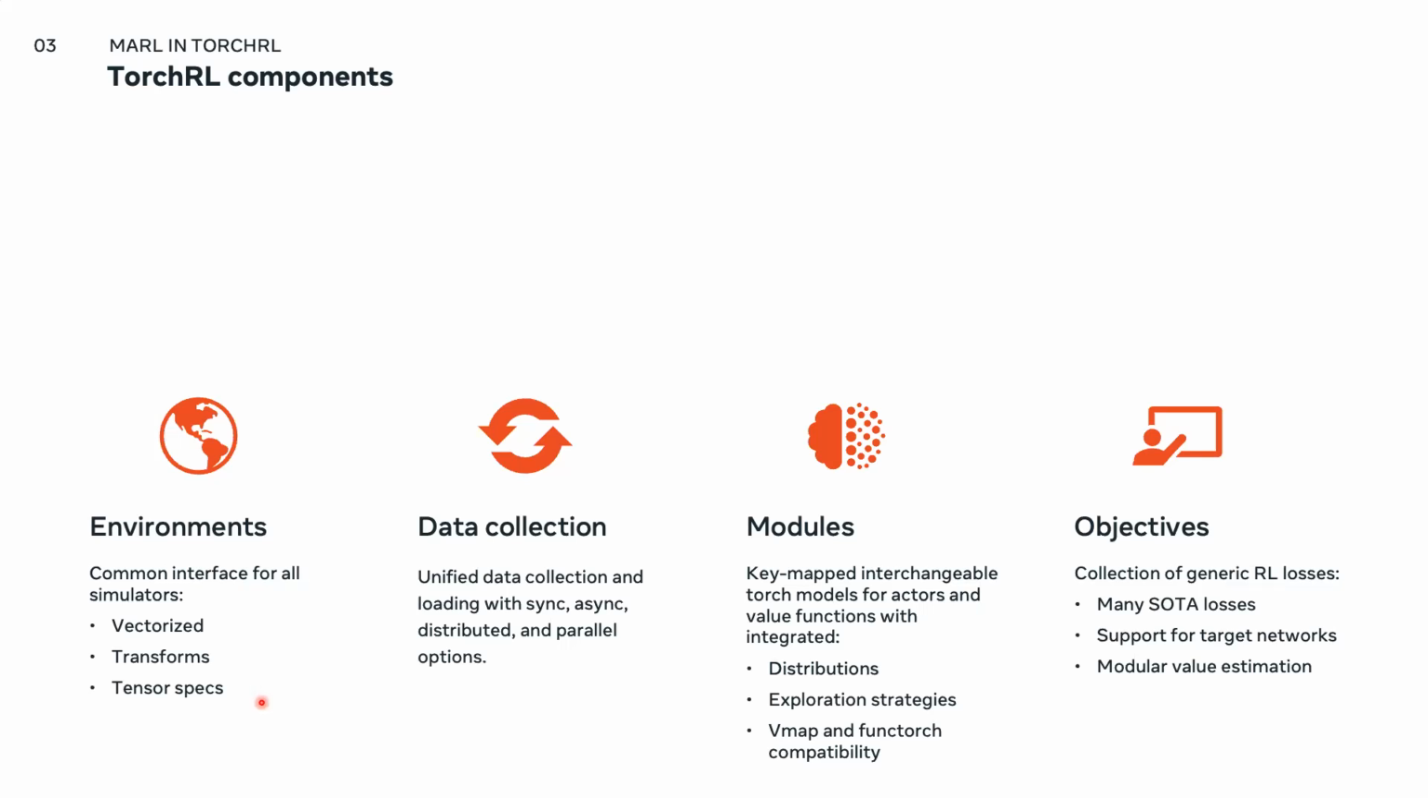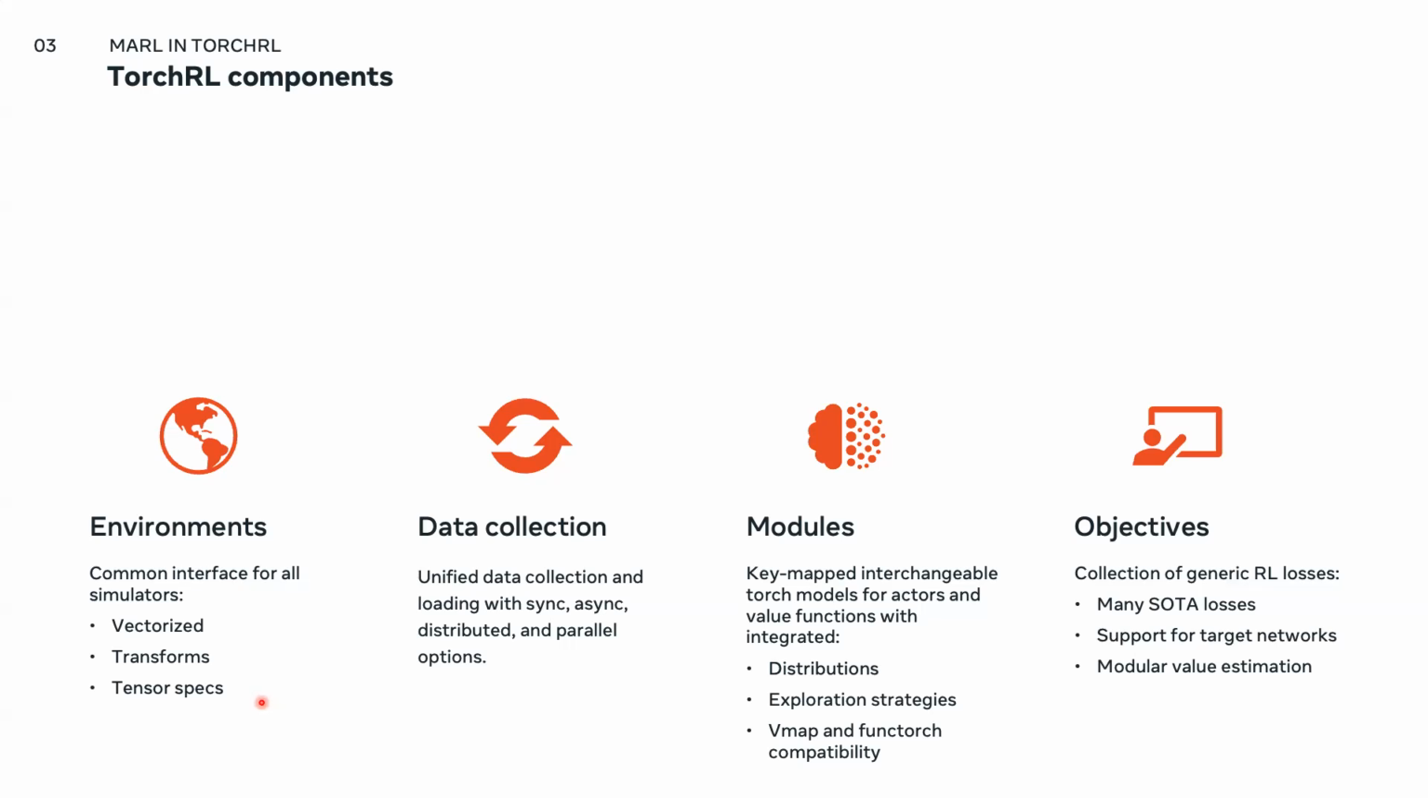Here you can actually map to names the input-outputs of your module, since in reinforcement learning there are often multiple inputs and multiple outputs for a single policy, let's say, or for a single module. This is quite helpful. And these are also integrated with PyTorch components as distributions. They have their own exploration strategies, and it's also compatible with functionalities like VMAP and FuncTorch, which are aiming to be JAX-like counterparts for PyTorch.